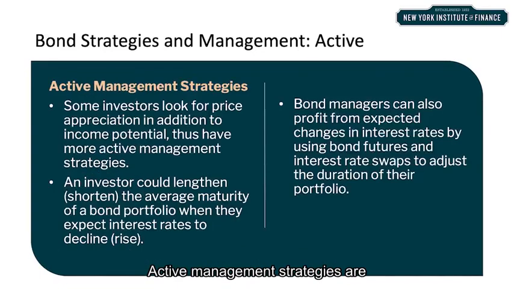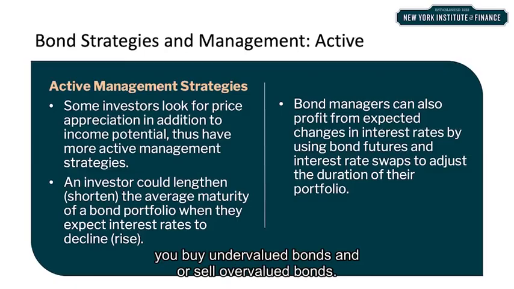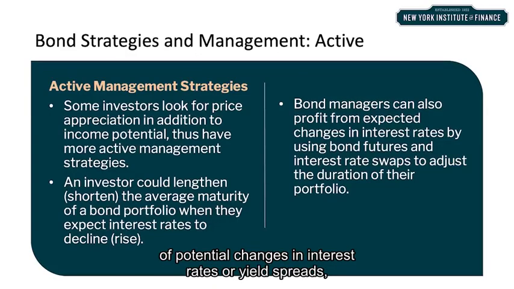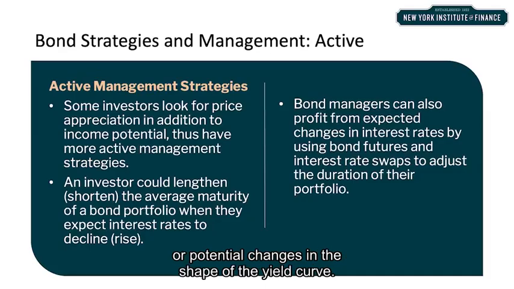Active management strategies are similar to equity trading strategies where you buy undervalued bonds and/or sell overvalued bonds. Another strategy is to invest in bonds based on your view of potential changes in interest rates or yield spreads, or potential changes in the shape of the yield curve.